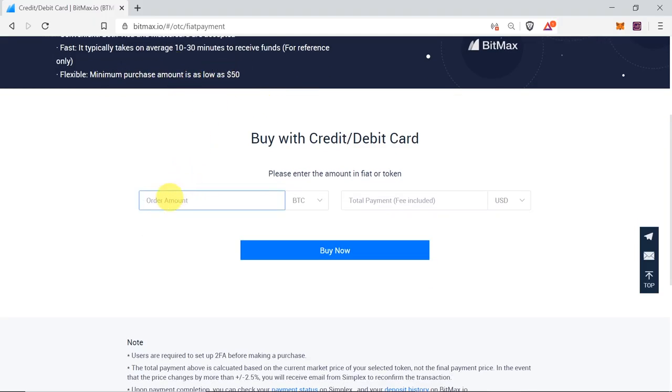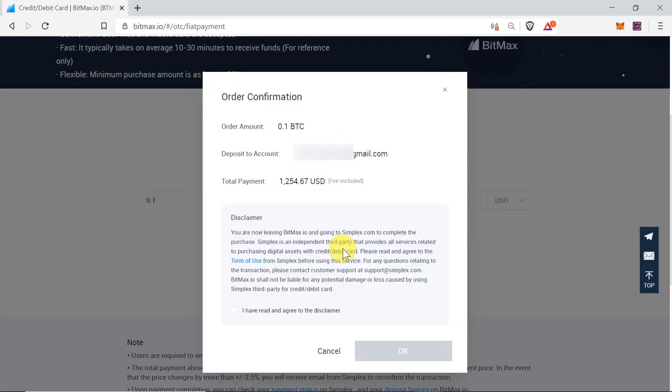So all we have to do here is input the order amount. Let's say we're buying Bitcoin, so we would buy, for example, 0.1 Bitcoin. After we choose the currency and click, it takes a few seconds, and then we will see how much we'll have to pay to get 0.1 Bitcoin. If we want to do it, we click Buy Now. Here we have the order amount, how much we need to pay. We need to agree and then click OK, and then follow the steps in order to buy the currency.